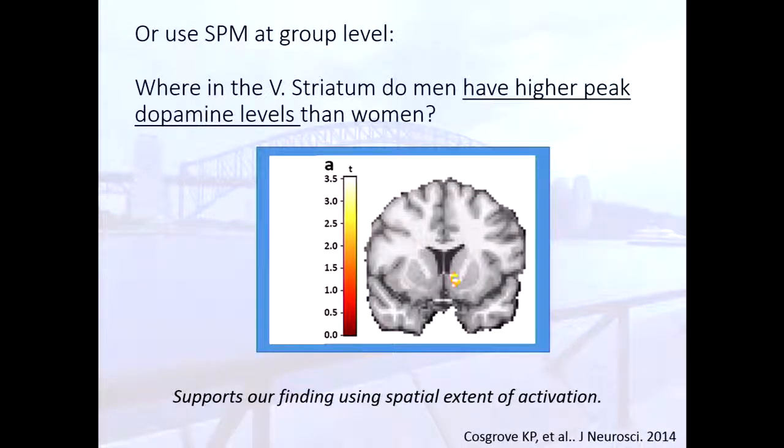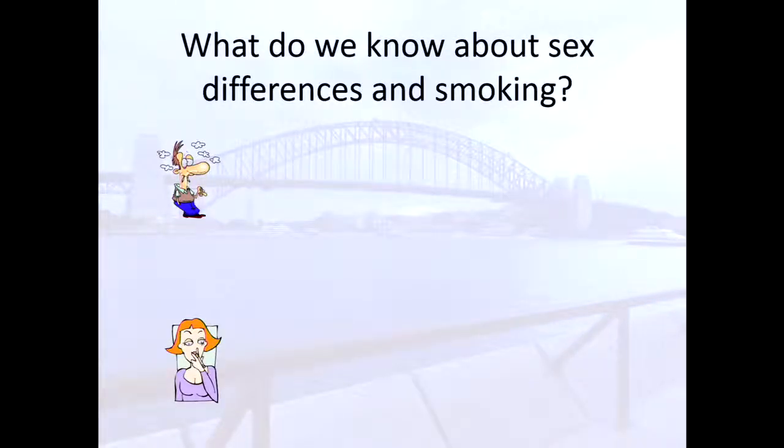As confirmation or support, we took a different approach, which was not to look at spatial extent, but to think in SPM terms. Remember I told you that those curves are parameterized functions. If we compare the magnitude, the height of the dopamine curve at each voxel, and ask where the magnitude of the response is higher in men than women, you get essentially the same area in right ventral striatum. So that was supportive. Both spatial extent of activation and magnitude of activation were in support of this idea of a sex difference.